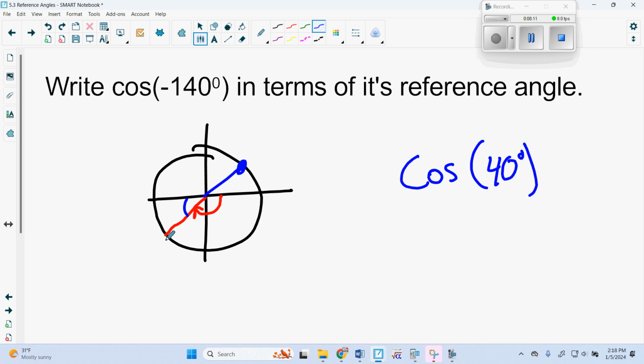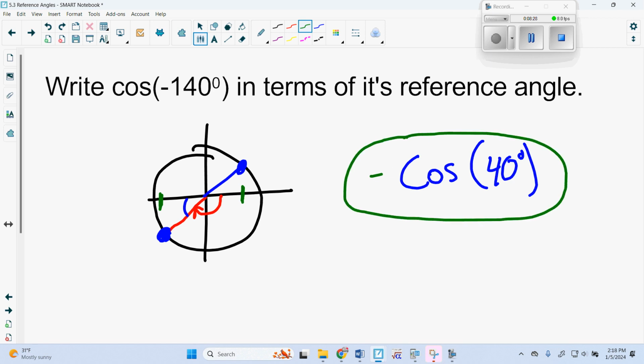So if I consider these two points, what do I know about their x-coordinates? Well, the cosine of 40 has a positive x-coordinate. The cosine of negative 140 is negative. So if I want to write cosine of negative 140 in terms of its reference angle, I get that.